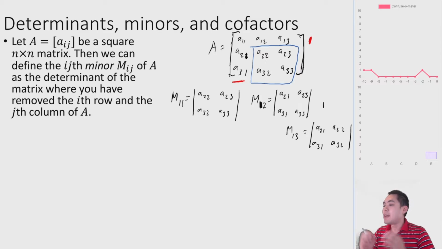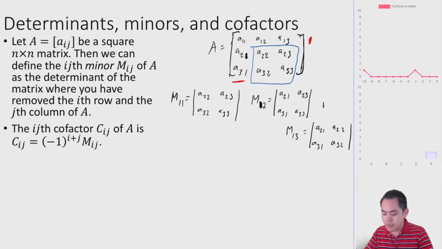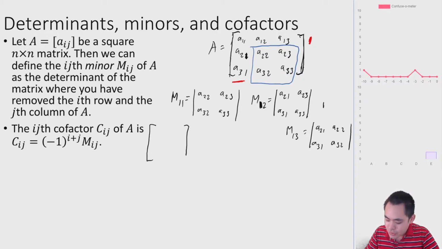Now, once you have a minor, we're also going to define something called a cofactor, which is going to be plus or minus the minor. And this is going to be important for a couple of reasons that will become obvious in a moment. It's just minus 1 to the i plus j times Mij. So it's just either plus or minus of the minor. One way to keep track of this is if you draw out a matrix and you put in the checkerboard pattern of pluses and minuses. So I'm going to put in a little plus here, minus, plus, minus, plus, minus, plus, minus, plus.